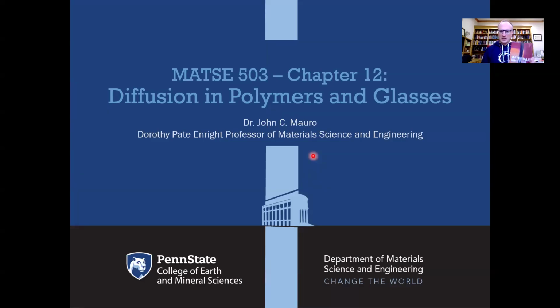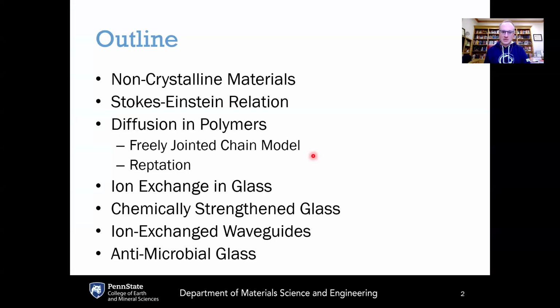Hello, welcome back. We are on chapter 12 of Materials Kinetics, which is diffusion in polymers and glasses. Over the past several chapters, we've been dealing with diffusion in single crystals, crystals with defects, polycrystalline materials, as well as morphological evolution in polycrystalline materials. And today we're going to shift focus a little bit and turn our attention to non-crystalline polymers and glassy materials.